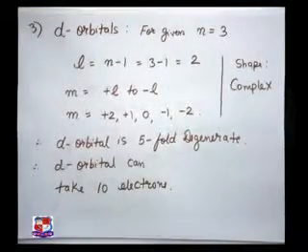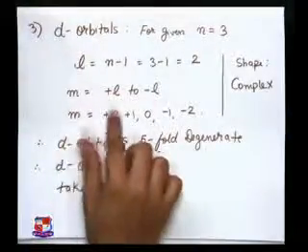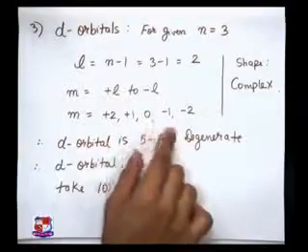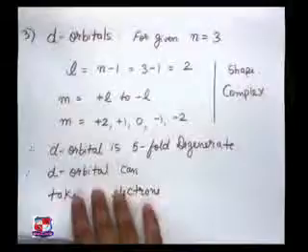For the d orbitals, your n is 3, so l equals 2. Then you can write m equal to plus 2, plus 1, 0, minus 1, minus 2. So the d orbital is 5-fold degenerate. The shape is complex and it can take up a maximum of 10 electrons.